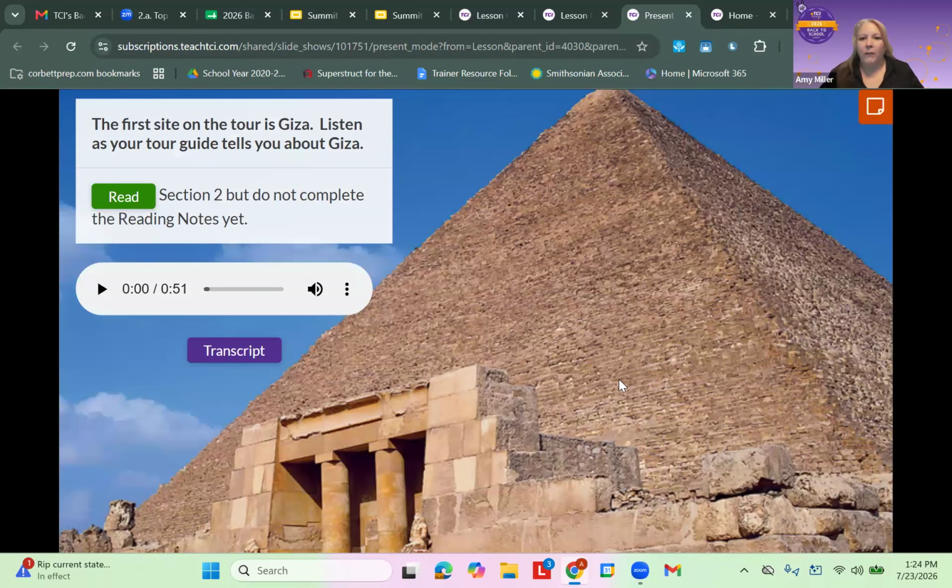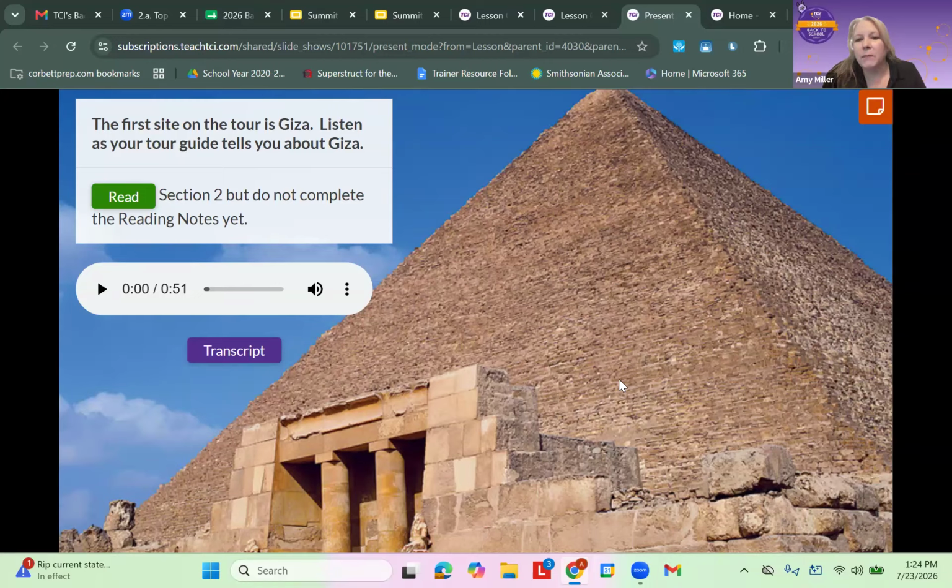I also want to point out that this is a great opportunity. TCI is very diverse in their perspectives and how they represent that. And so with this lesson, yes, we look at the leaders. Yes, we look at their accomplishments. We also look at who is actually building these monuments because it was not actually the pharaoh themselves. There were lots of workers that did that work for them.